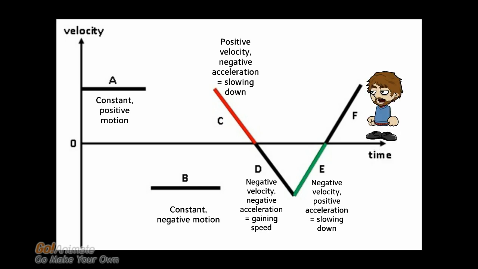Finally, we arrive at section F. Here we have positive velocity values with positive slope. What does this tell you about the motion? Positive velocity means the object is moving forward. Positive slope means the acceleration is positive. The values are moving away from zero, so this object is gaining speed.